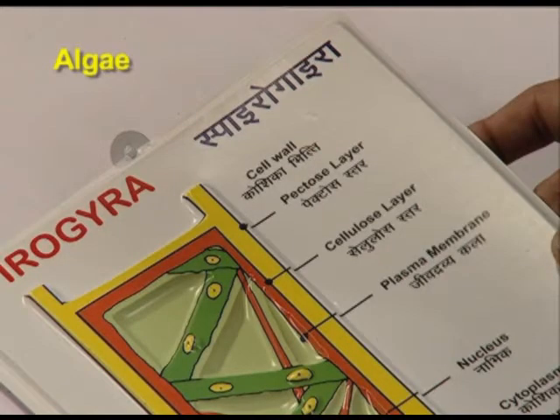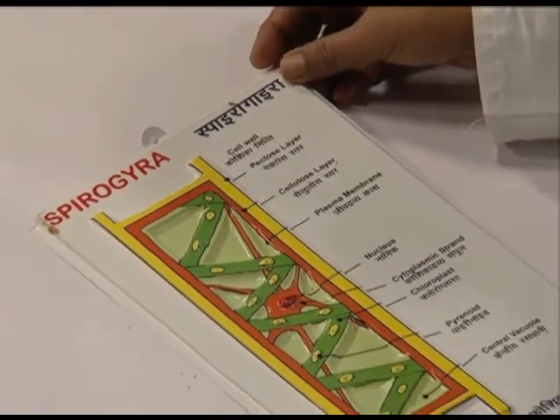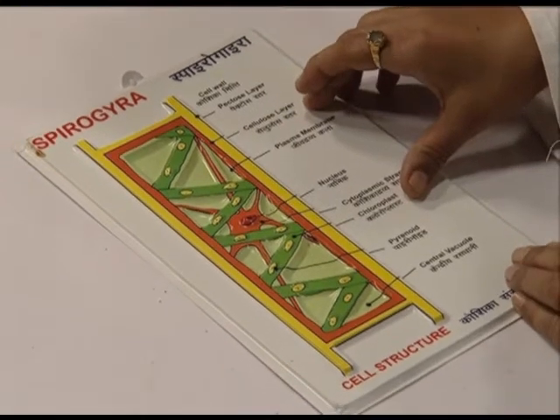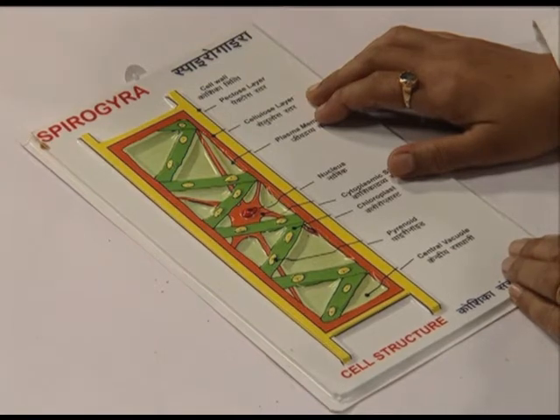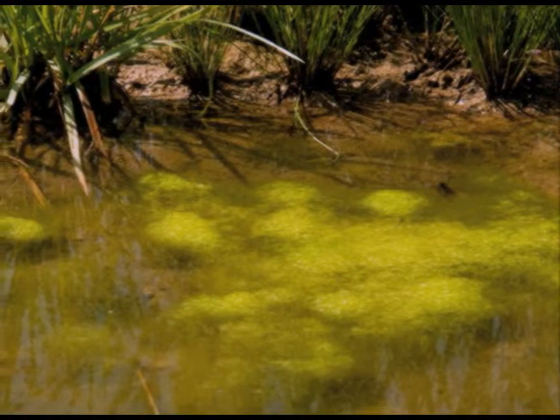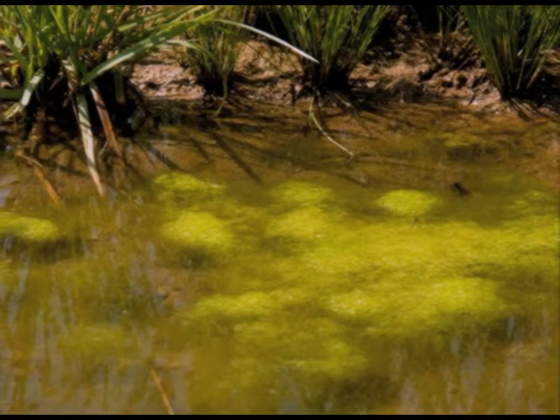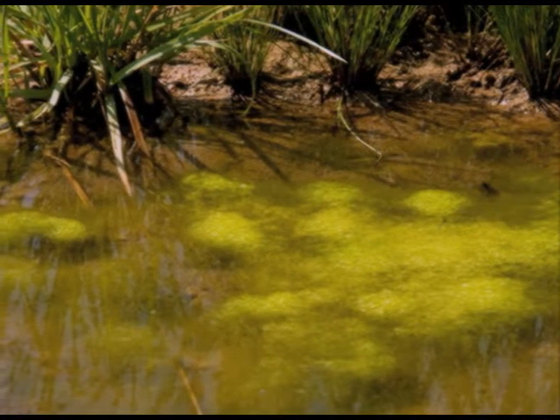So our next specimen is a member of algae group. Here we have taken Spirogyra as the specific specimen. Spirogyra can be seen with naked eyes when they are present in large numbers, but to see their detailed structure, we have to use microscope. Spirogyra is an aquatic organism found in freshwater bodies like ponds, rivers, lakes, etc. As it is green in color, so you can well understand it is autotrophic by nature.